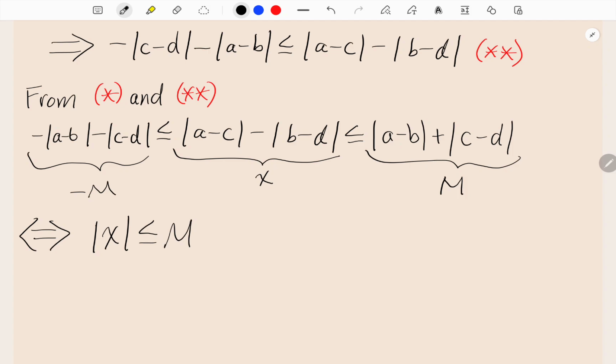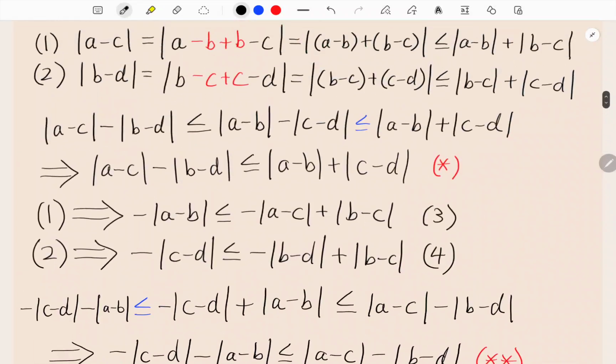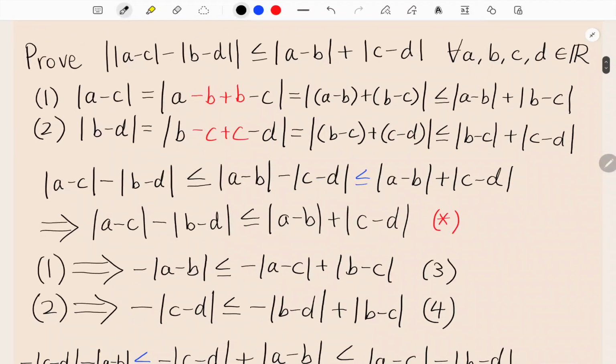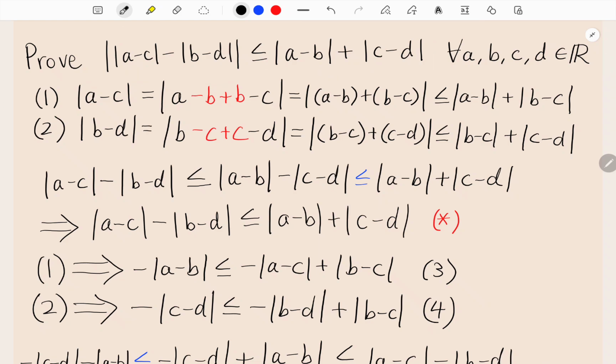Which is cool because what we really have on this side is the absolute value of x. So x here is the absolute value of a minus c minus the absolute value b minus d. And this is less than or equal to m, which is the absolute value of a minus b plus the absolute value of c minus d. And that is actually my original statement over here. So there, I proved it.